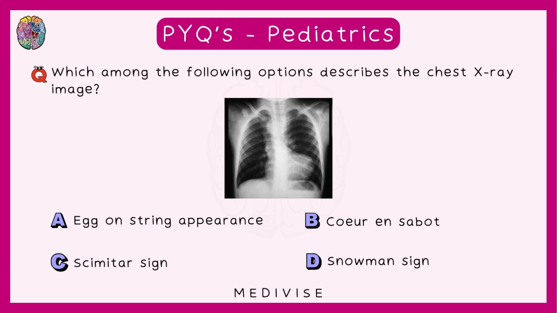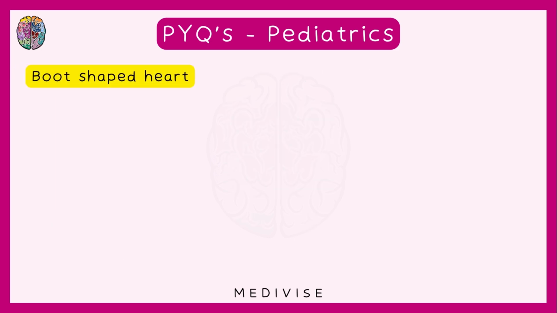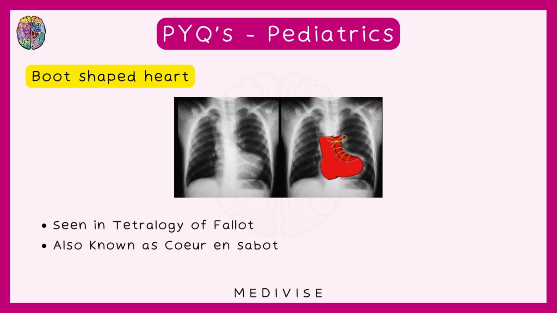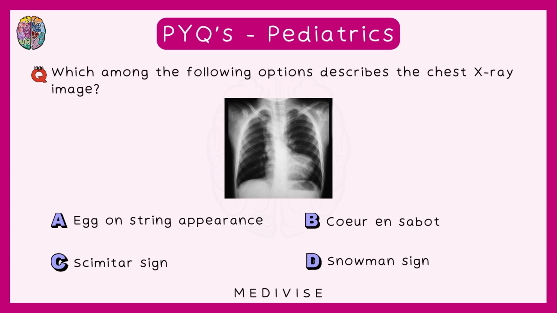So in this X-ray, what we actually see is a boot-shaped heart. So if I do like this, I think it will help you visualize better. So this is seen in tetralogy of Fallot, and its other name is coeur en sabot. So if you go back, our correct option here is option B, coeur en sabot.